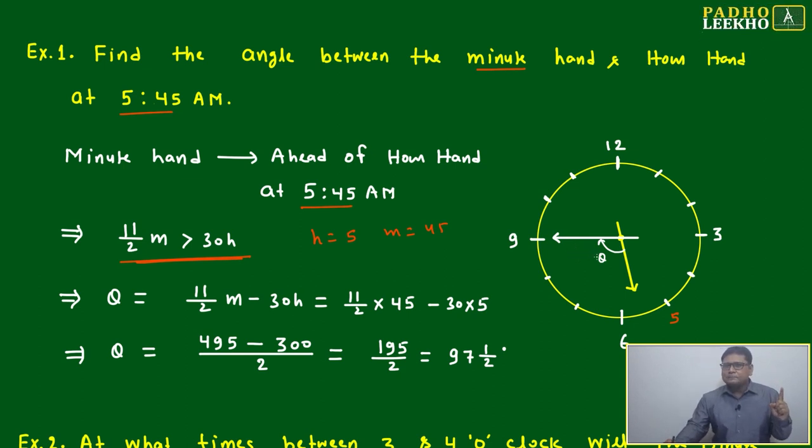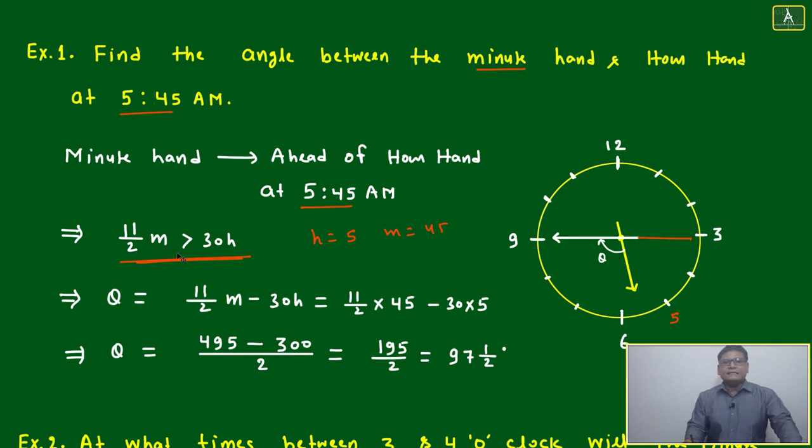If you are looking at any specified time, you will get only one theta. Two types of scenario can come. If we have to find the angle between minute hand and hour hand at an exact time, we get only one value. We only have to look at whether the minute hand is beyond the hour hand or behind it. Suppose in place of 5:45, it was given 5:15. Then the minute hand is behind, and then a positive equation we could use.